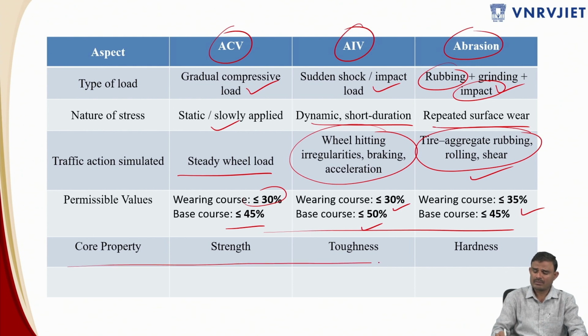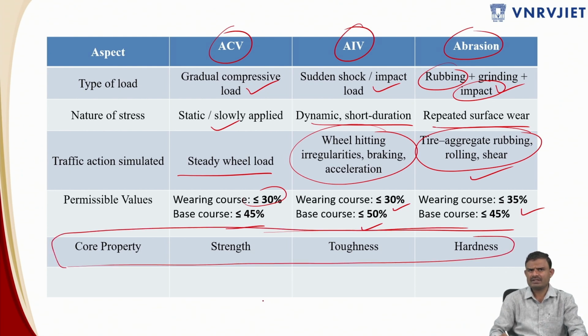A very important thing is the core property we are testing in each of the tests discussed so far. In aggregate crushing value, we are going to see the strength of the aggregate. It means the maximum load that an aggregate can bear just before failure, or up to failure. It keeps on taking some amount of load, and the maximum load it can bear up to failure is why it is called strength.